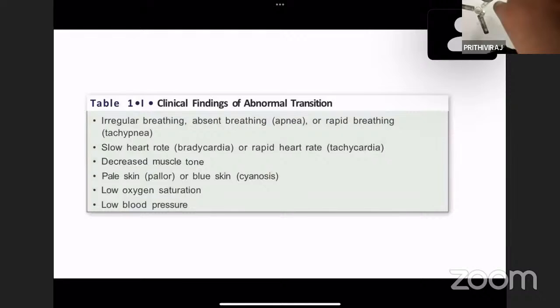Pale skin or blue skin. Blue skin is because of hypoxemia. Pale skin is because enough blood is not reaching the skin. So there will be paleness. Low oxygen saturation, same thing.